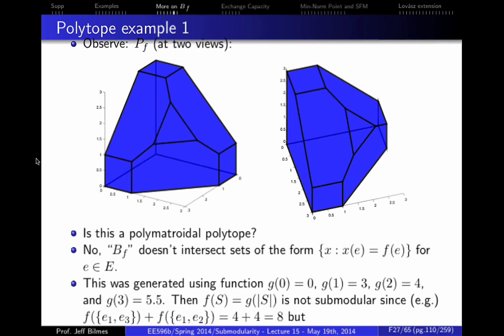You can learn to recognize them geometrically. And it turns out that this is generated by this function, which is this function that we saw before. And it turns out that it can't be a concave function over a modular function. So it's not a submodular function. It's a polytope according to some non-submodular function.